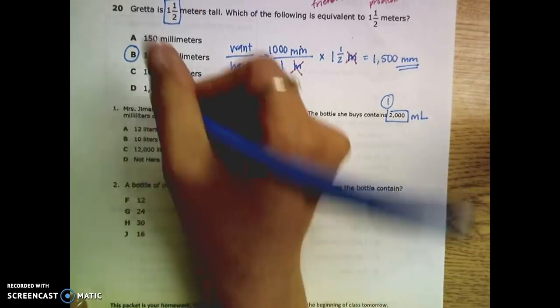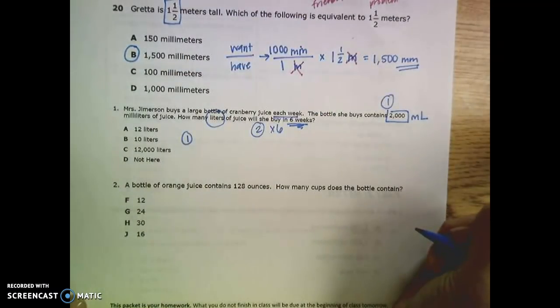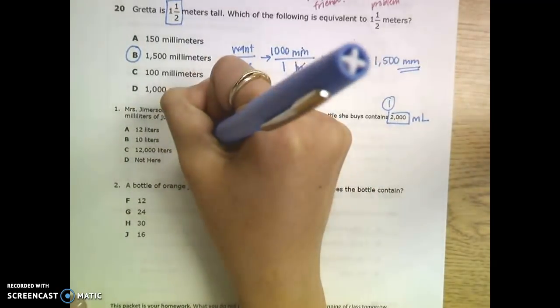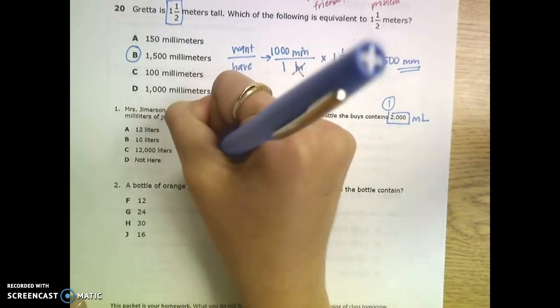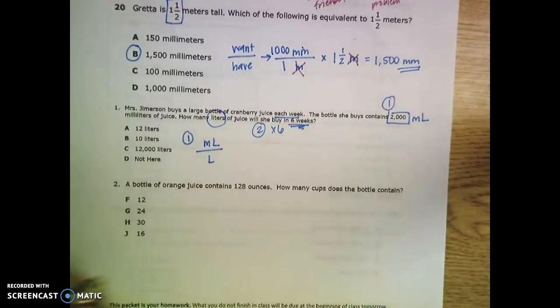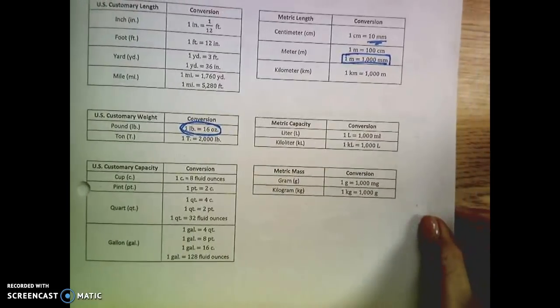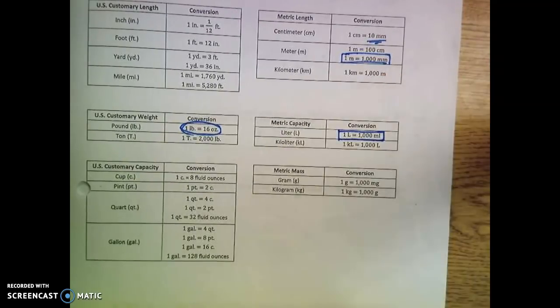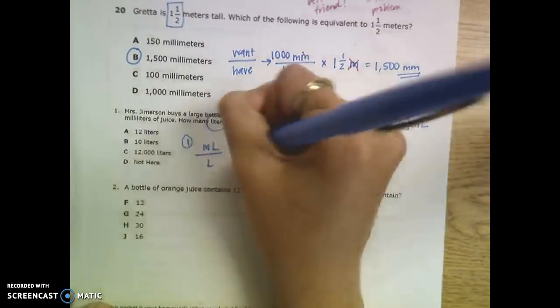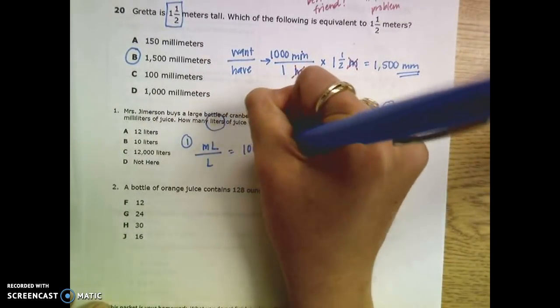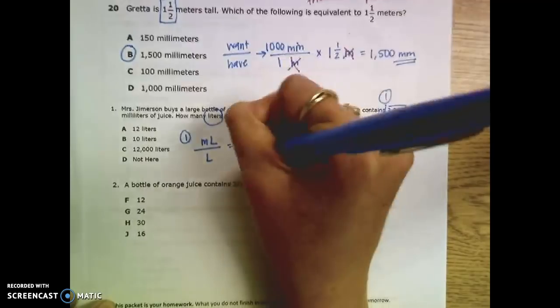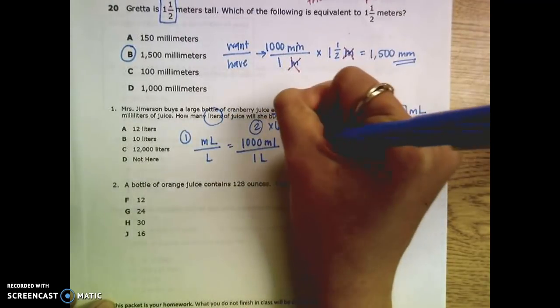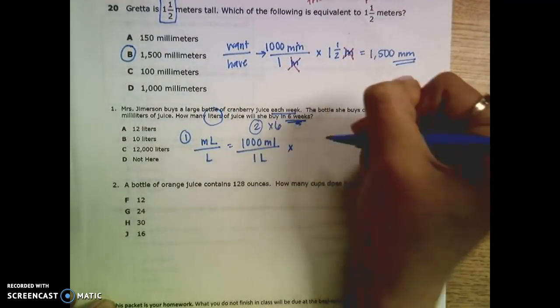So we have two steps here. For my first step, let's convert those milliliters. So I want milliliters, I have liters. Going to my conversion chart, I see 1,000 milliliters equals 1 liter. So I'm going to put 1,000 milliliters over 1 liter times my number from the problem.